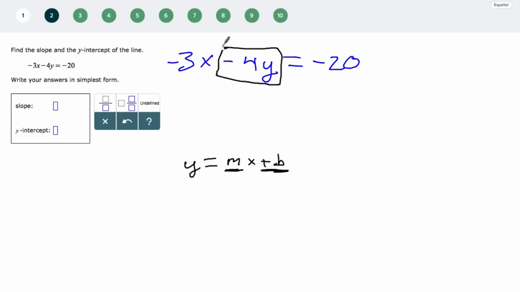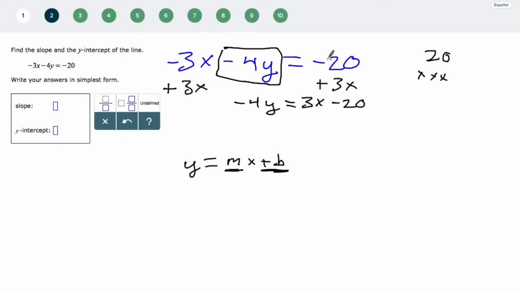So we're going to put our box around the y. We're going to add 3x to both sides, leaving us with negative 4y equals, and we can't combine these. We have a negative 20, and then we have 3 x's. Well, we can't combine those because these are x's, and that's a number. So we need to leave them separate. And so we're going to just put the 3x first and the negative 20 last. And just think of that as a number, not minus 20, it's just a negative 20.